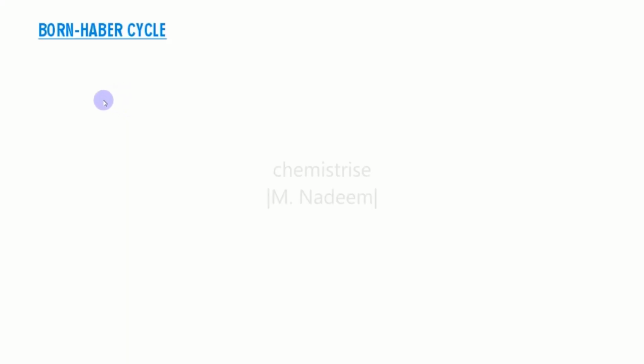Hello everyone. In this video, we are going to see Born-Haber cycle. Born-Haber cycle is a practical application of Hess law, which states that the enthalpy change of a reaction is the same whether it takes place in one step or in more than one step. Born-Haber cycle helps us to calculate the lattice energy of ionic compounds.